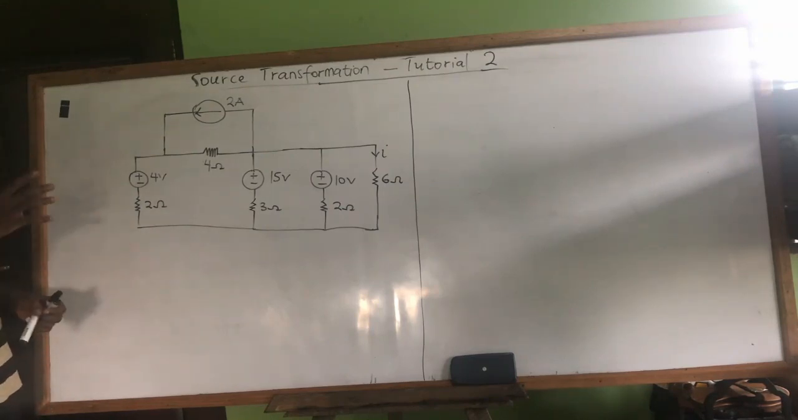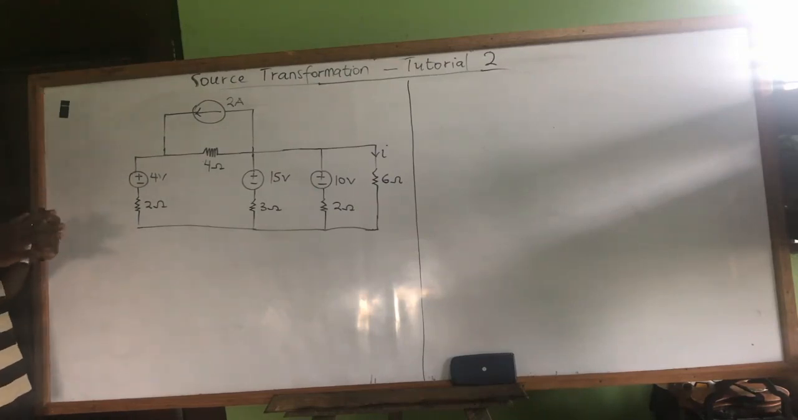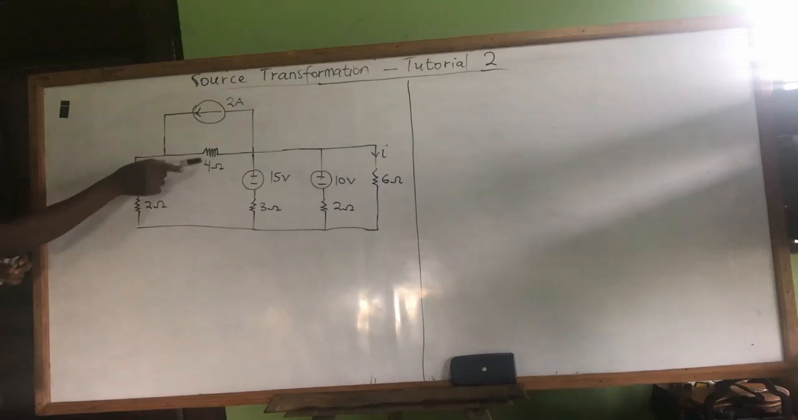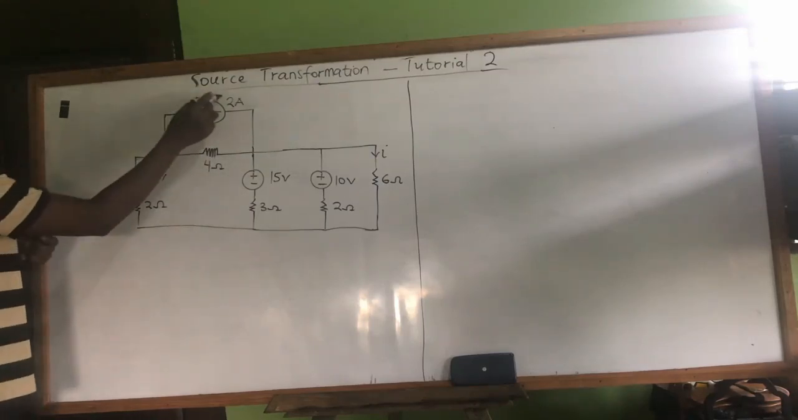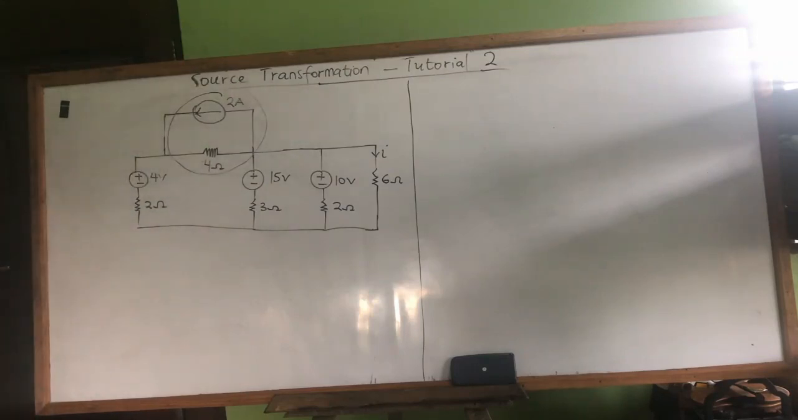So when you study this diagram, we have 4 sources. 3 of them are voltages. Only one is a current. So I would prefer to change the current to a voltage, only if it obeys the rule that the current is in parallel with the resistor. If you take note, I can see that this current here is parallel to this 4. So I can now convert this portion here and see what I'll get.